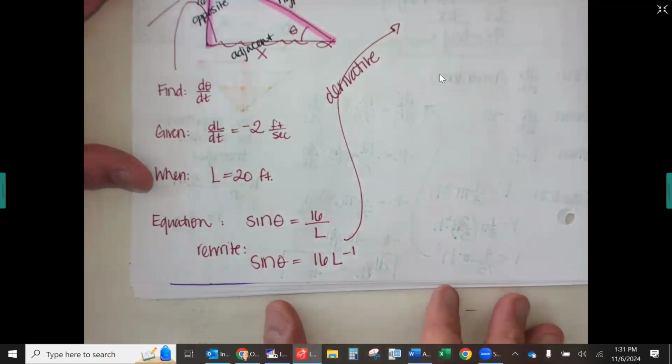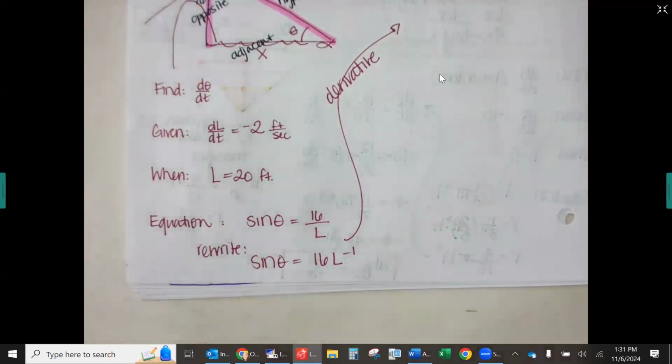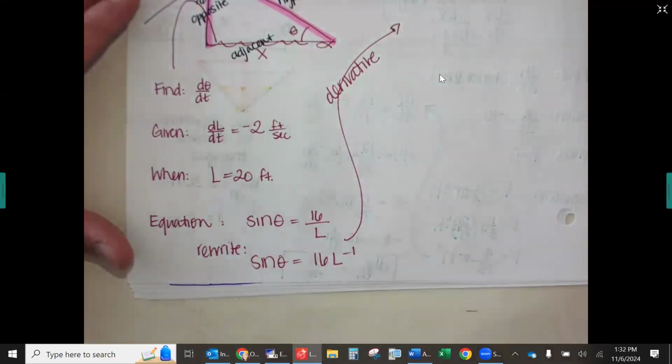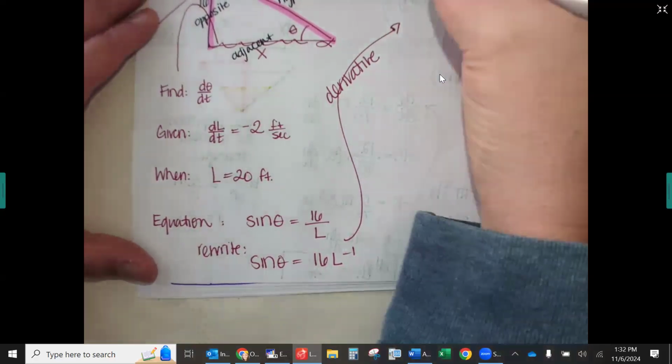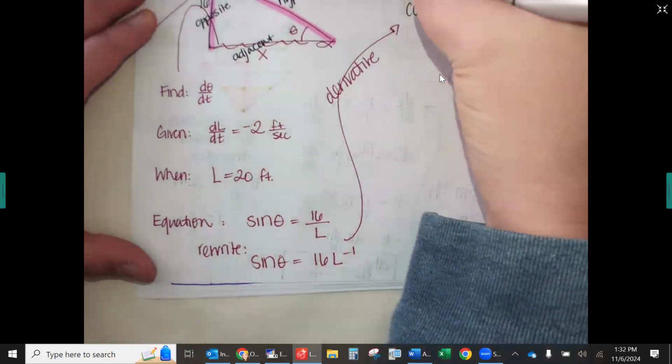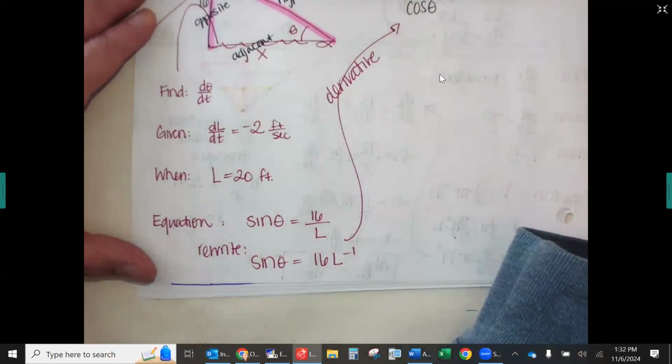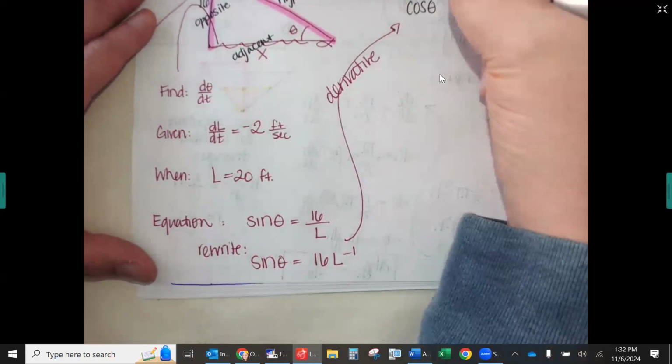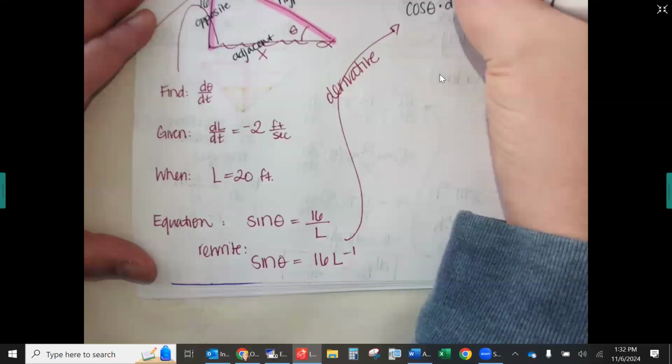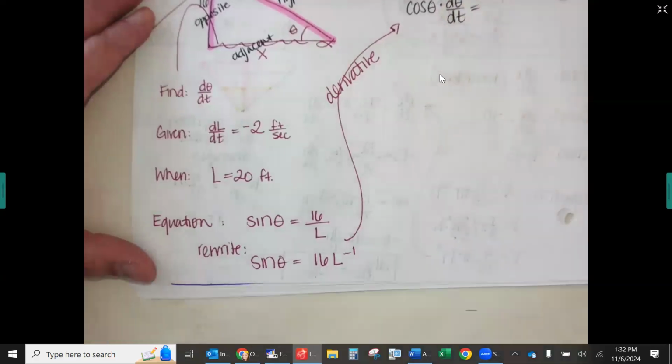What will the derivative of sine theta be? Sine theta is going to go to cosine theta. But then because it's a theta, do you remember we have to put a d theta dt behind it?